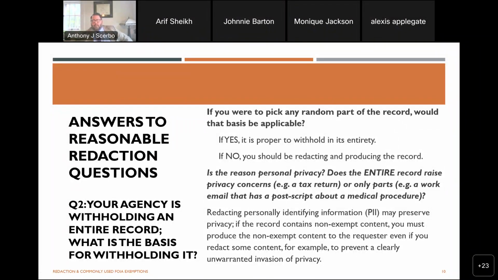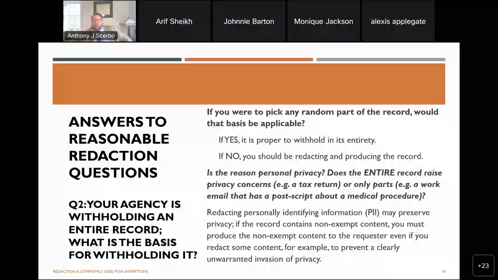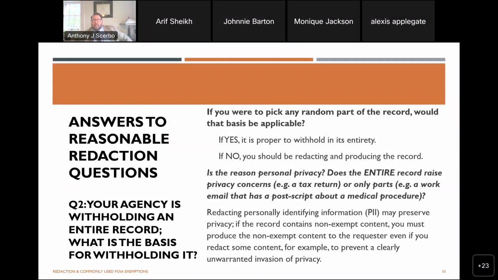Where, for example, an email that is entirely about a work issue, however, has a PS at the end concerning that individual or one of the individuals in the email chain having a medical procedure. Those are two separate things. A tax return would have very little in the filled out fields that might not implicate a privacy concern. But the work email and the postscript about the medical procedure are easily separable from each other. So if the record contains non-exempt content, you have to produce that non-exempt content.